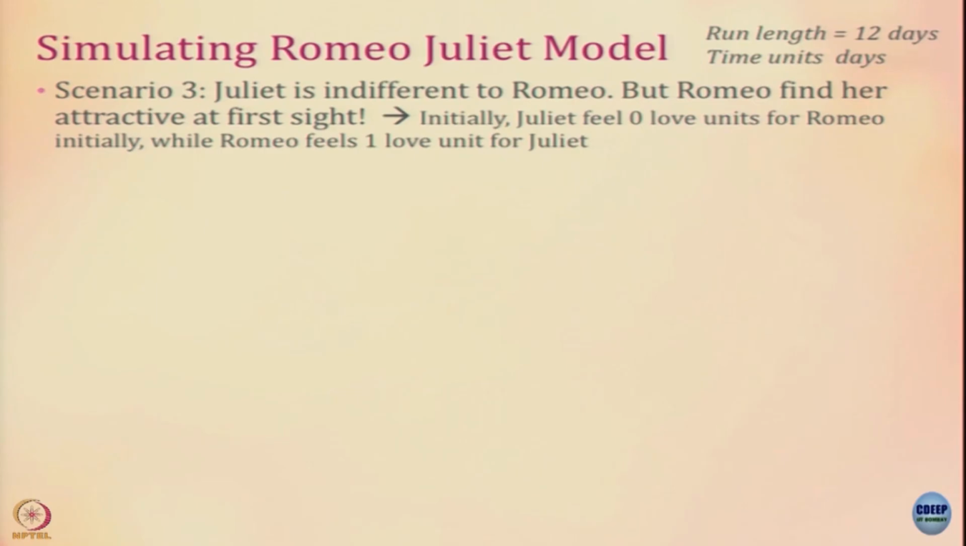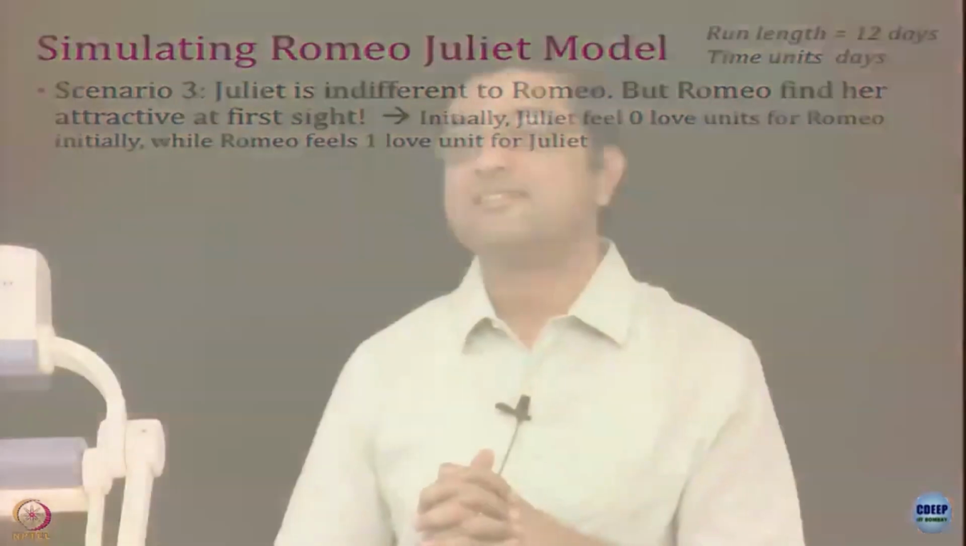Let us suppose more changes. Let us suppose Juliet is initially indifferent to Romeo, but Romeo finds her attractive at first sight. That is, Juliet's initial love units is 0, while Romeo feels 1 love unit for Juliet. What do we expect the dynamics to be? It has to increase exponentially.